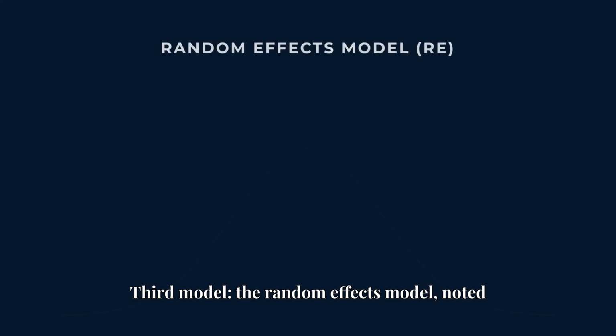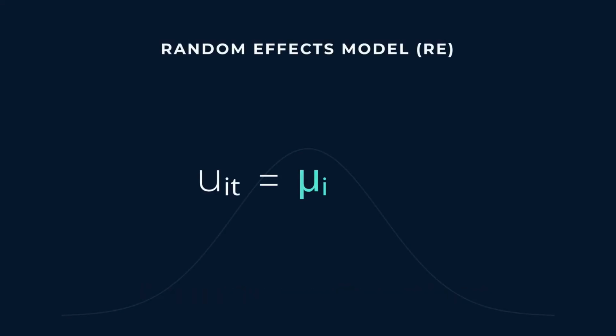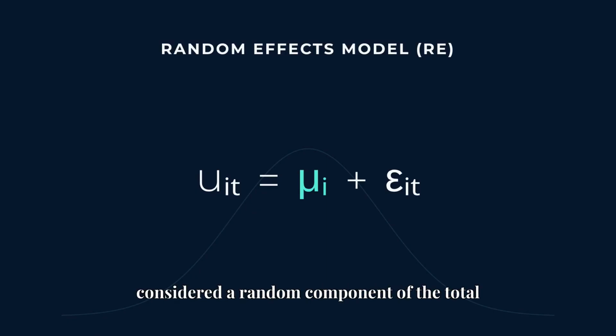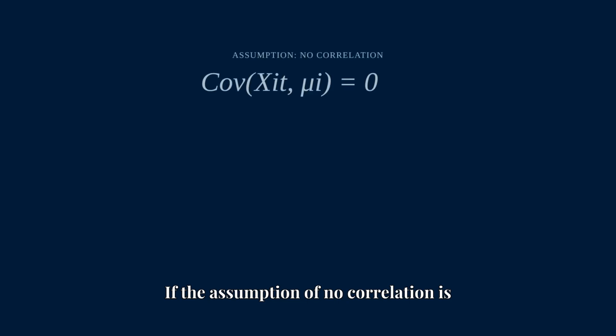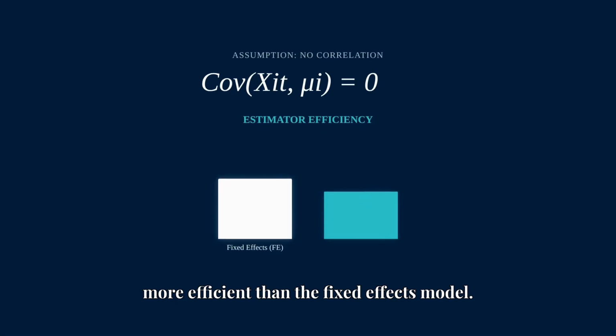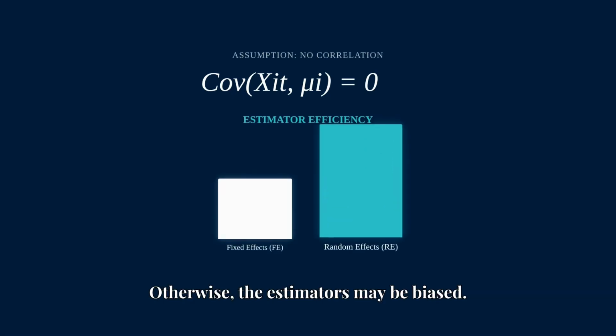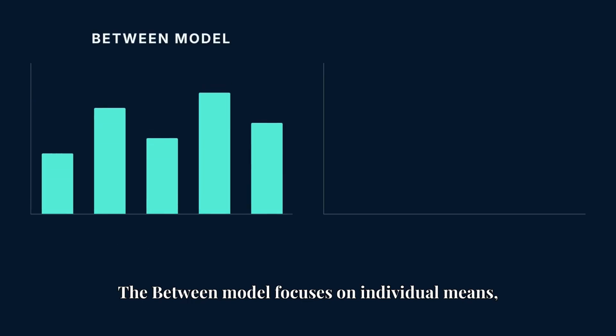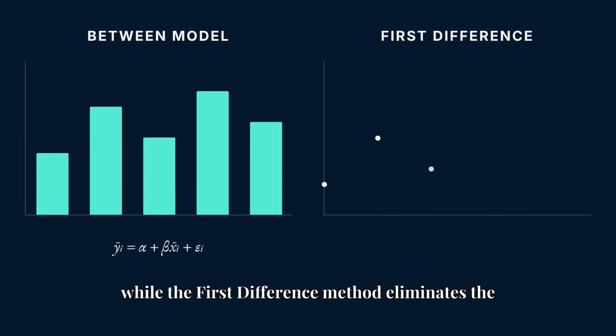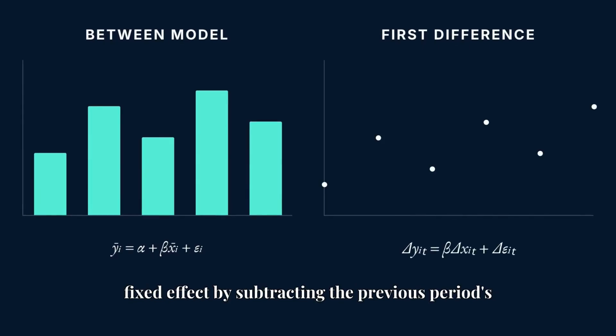Third model, the random effects model, noted RE. In this case, the individual effect is considered a random component of the total error term. If the assumption of no correlation is met, the random effects model can be more efficient than the fixed effects model. Otherwise, the estimators may be biased. The between model focuses on individual means, while the first difference method eliminates the fixed effect by subtracting the previous period's observations. Let's move on to the tests.